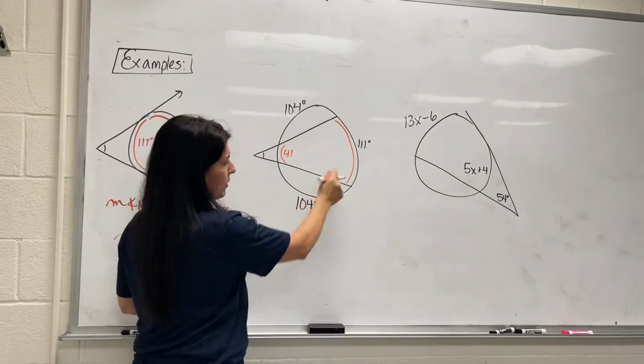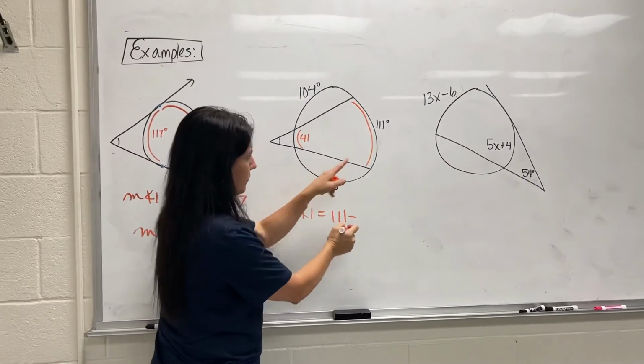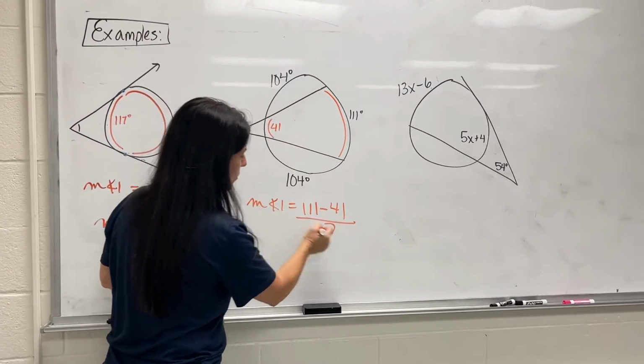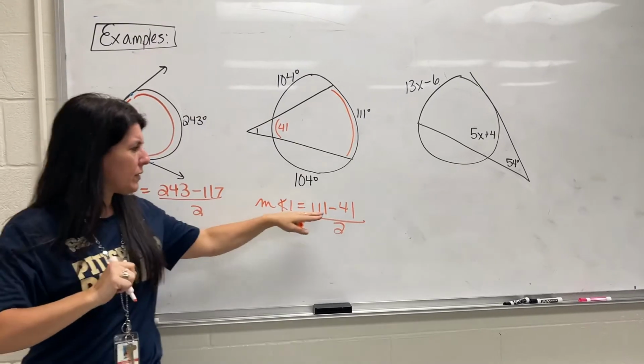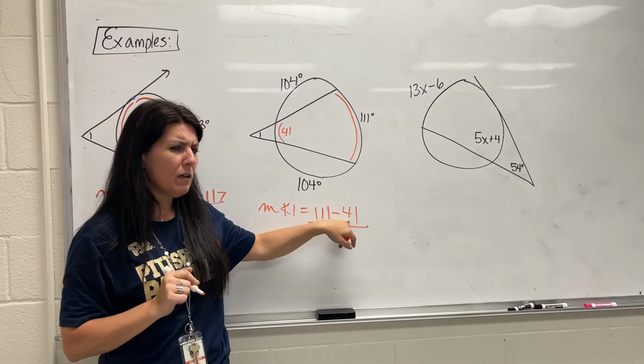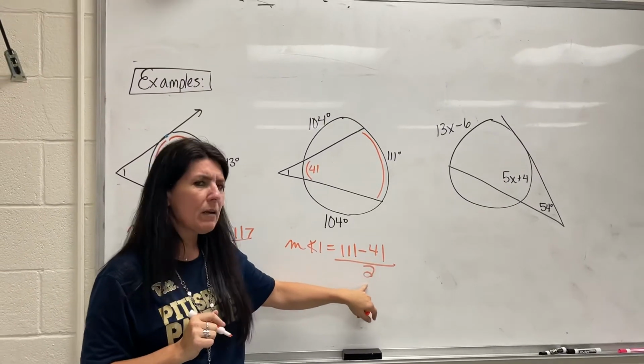So I'm going to take my bigger arc, the measurement at angle 1, 111, this arc minus this arc, divide by 2, and that gives me the outside angle. So what's 111 minus 41? 70. 70? Yeah. 70 divided by 2? 35.